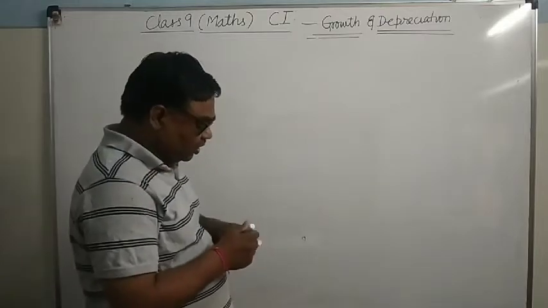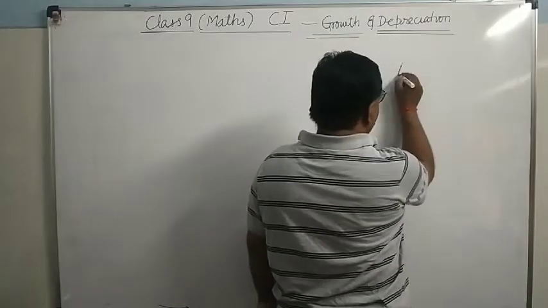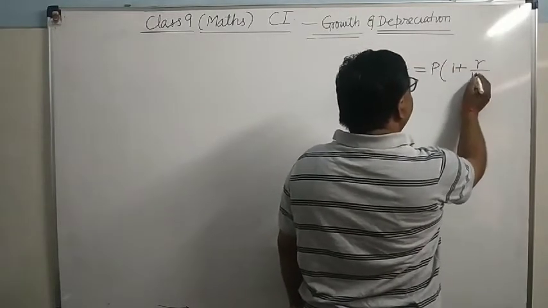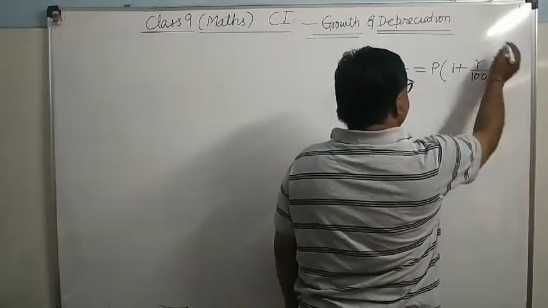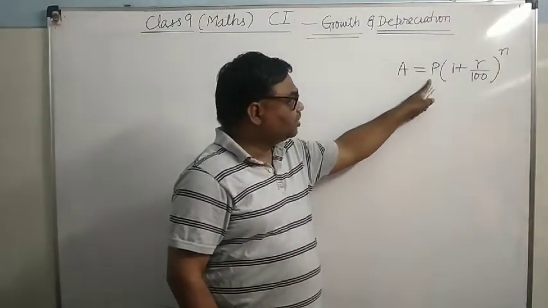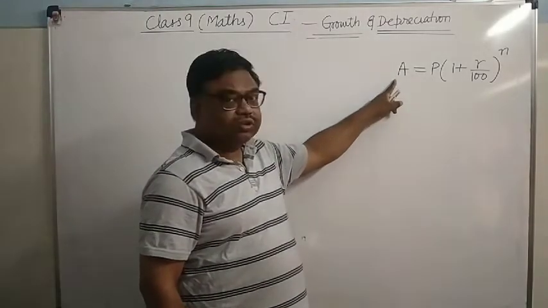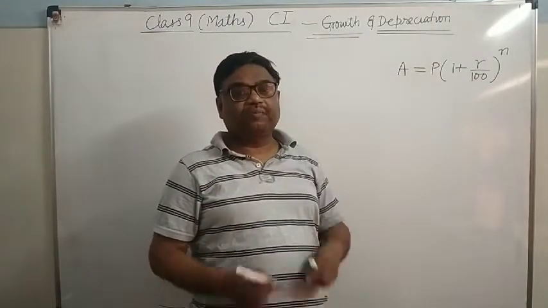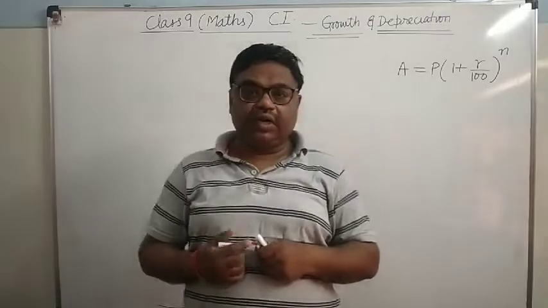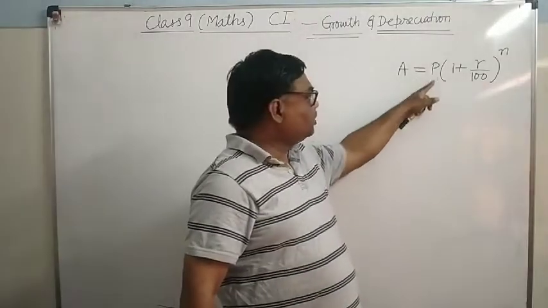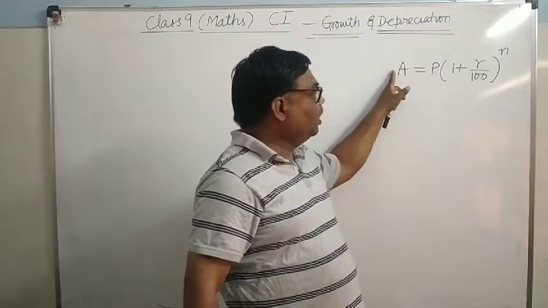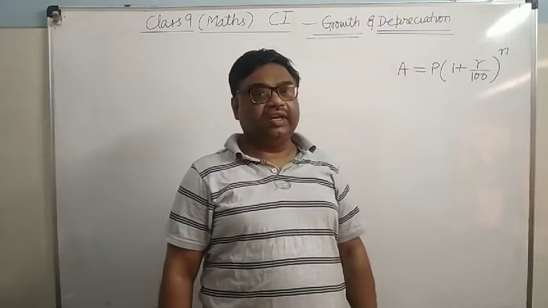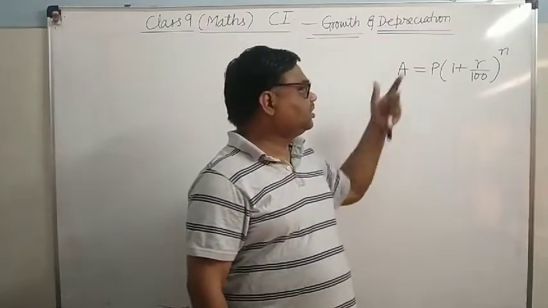Here, as you know, in compound interest you have used the formula A equals P(1 plus R upon 100) whole to the power n. Here P is the original sum, it becomes equal to A after n years at this rate of interest per annum if compounded annually. It's clear? So we will change the symbols here.